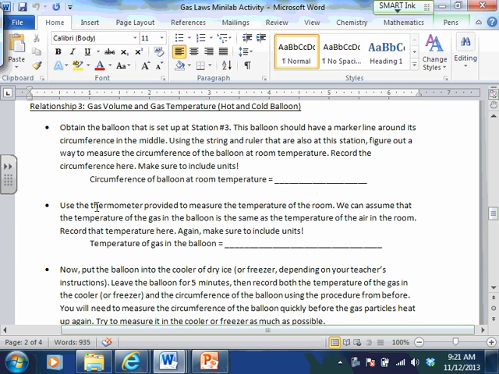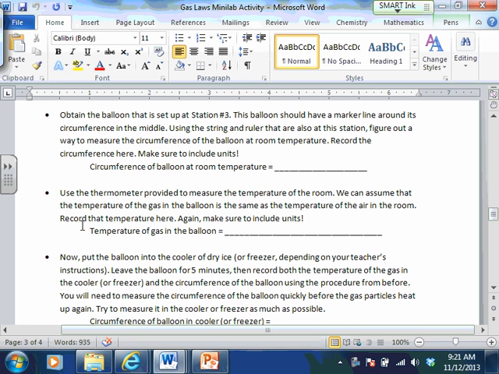Station 3, that's the one with the hot and cold balloon, okay? So you had the balloon that you put in the freezer, measured the circumference. You measured the circumference at room temperature, and then you measured the circumference when it was in the hot water bath, or directly above the hot water bath.